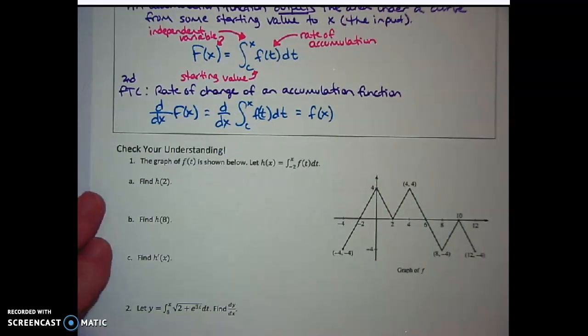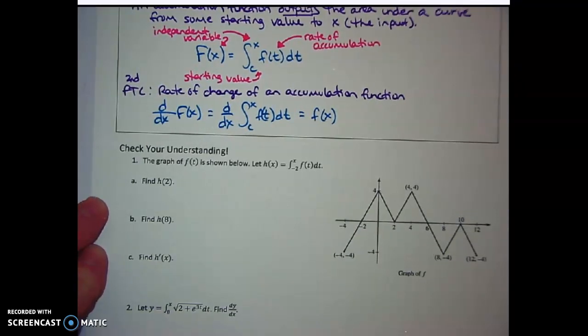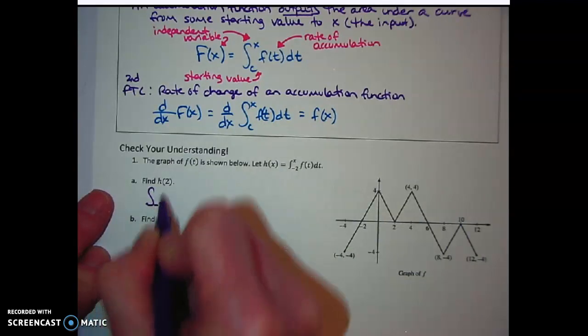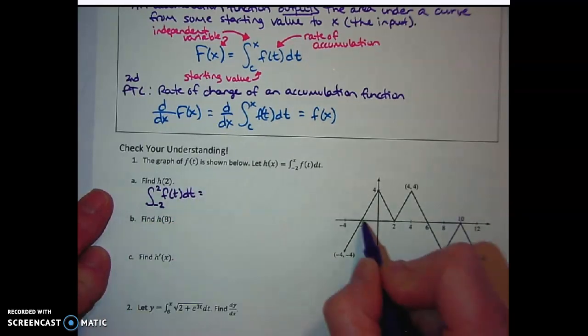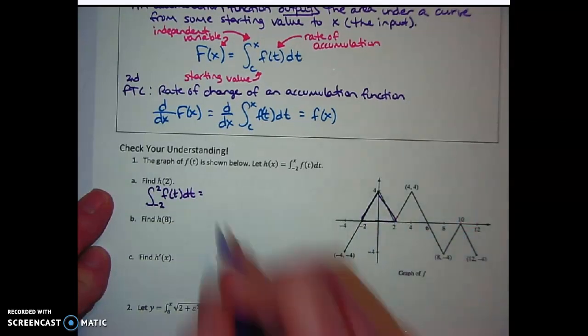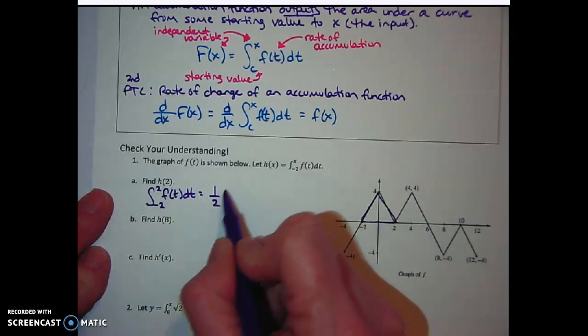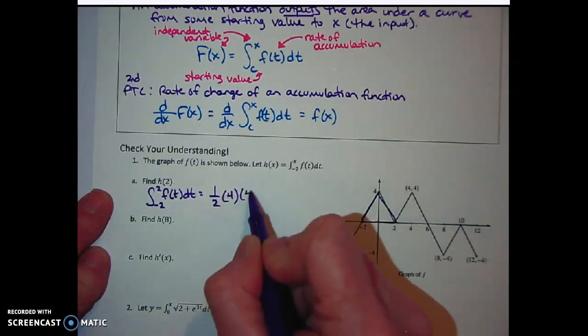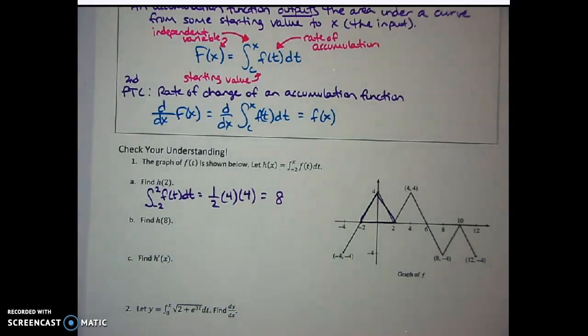The graph of f of t is shown below to the right. Let h of x be the accumulation from negative 2 to x of f of t. Find h of 2. Well, we're replacing that x with 2, so this is going to go from negative 2 to 2 of f of t dt. And you'll notice if we go from negative 2 to 2, we're basically finding the area of this triangle. So we can use our common triangle formula. 1/2 the base is 4 times the height is 4. So the area, the accumulation is 8 units.